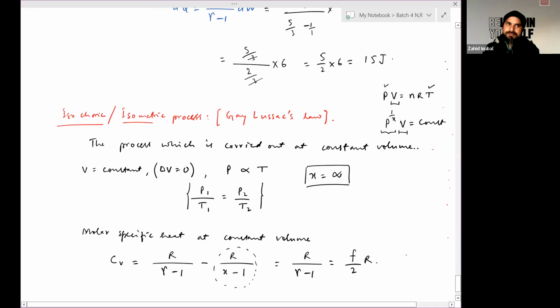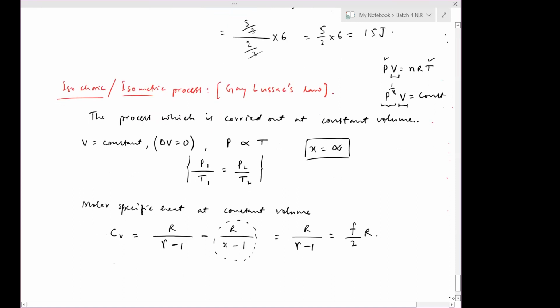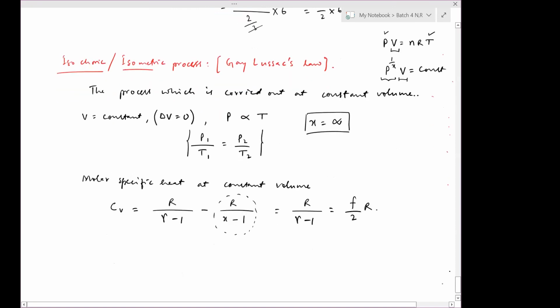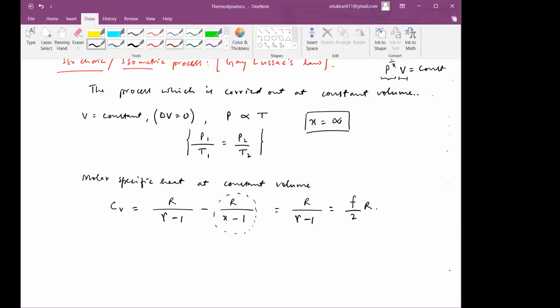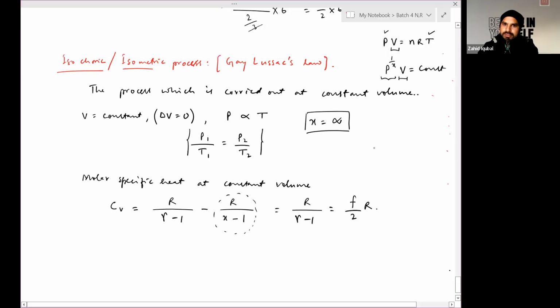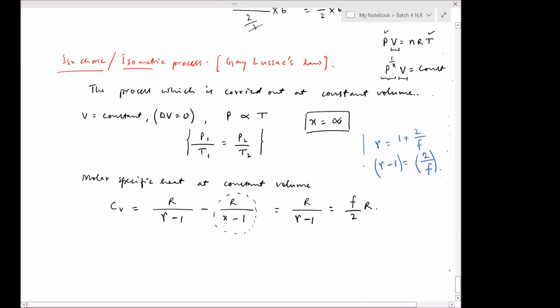Gautam, is it clear? Yes, sir. But how is it F by 2 into R? In first class, I defined the relation between gamma and F. Gamma is equals to 1 plus 2 by F. So if you move this 1 to the left side, gamma minus 1 will be just 2 divided by F. That's right. Okay. Okay, sir.